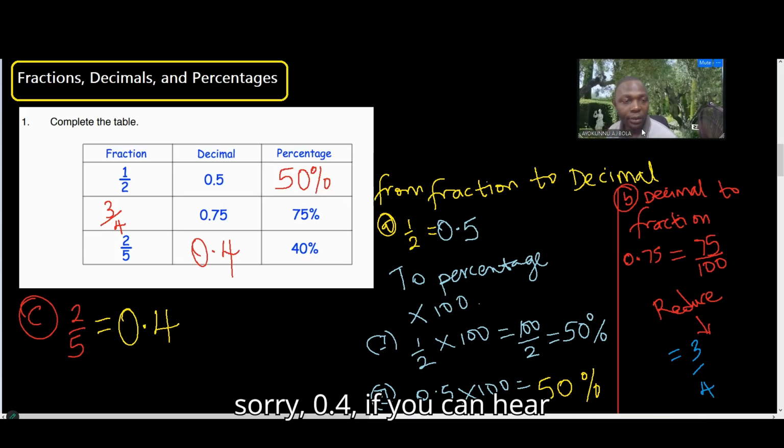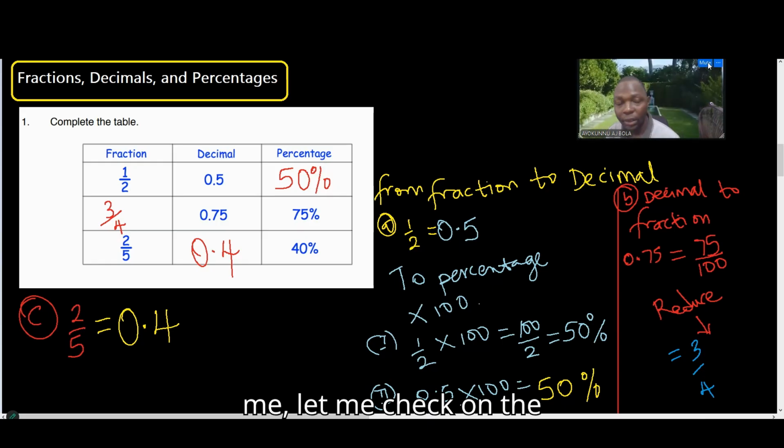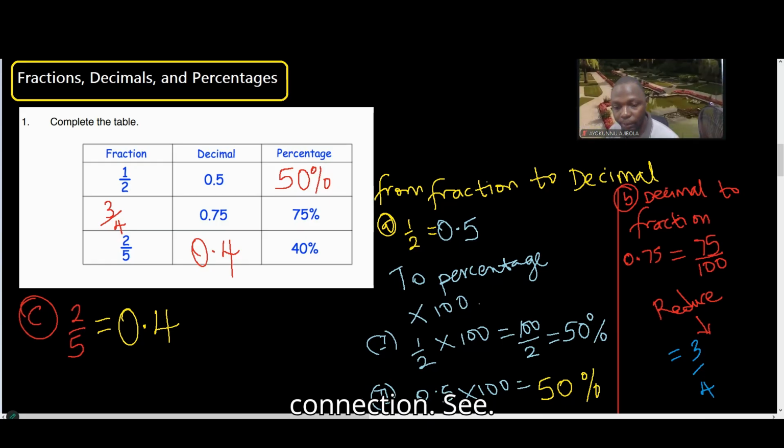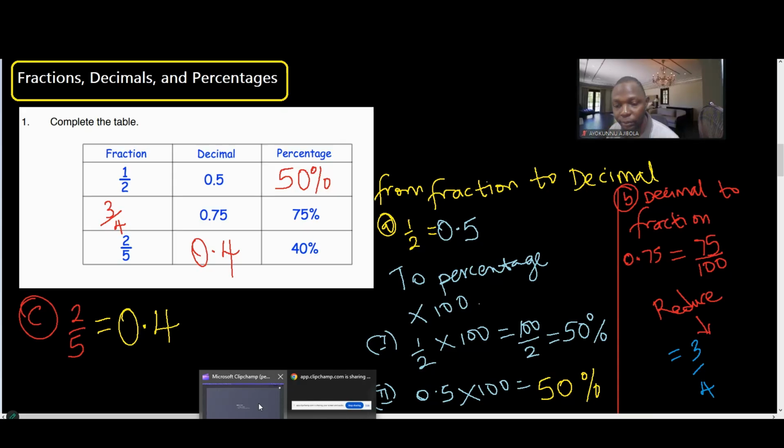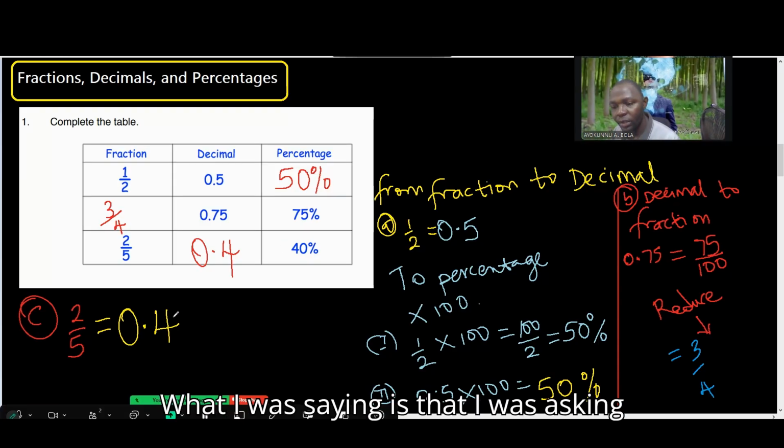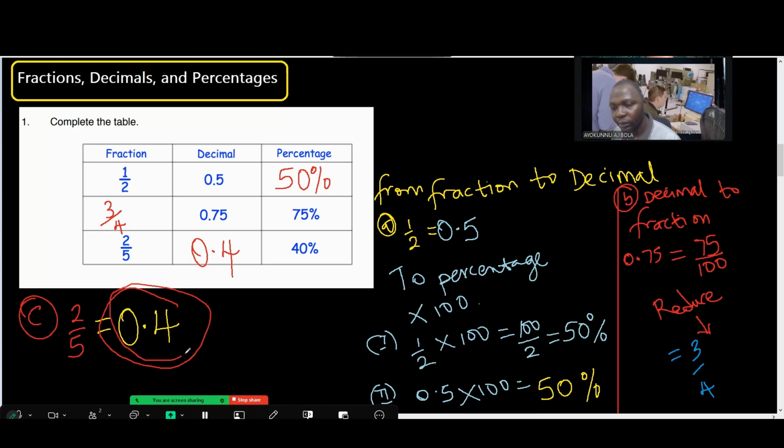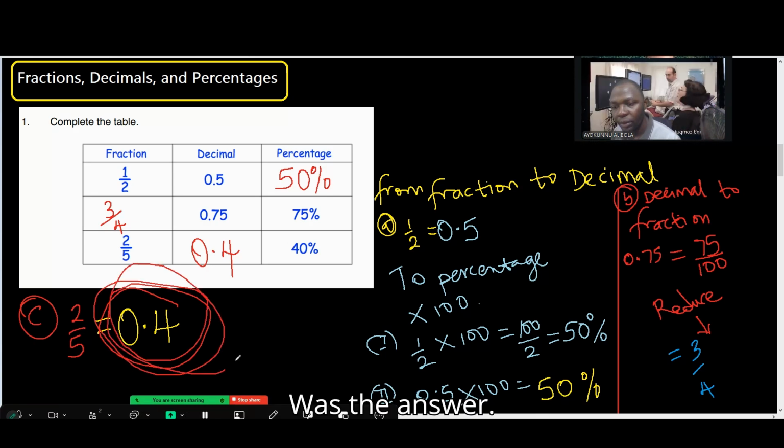If you can hear me, let me check on the connection. What I was saying is that I was asking you what is the answer here. What's the answer?